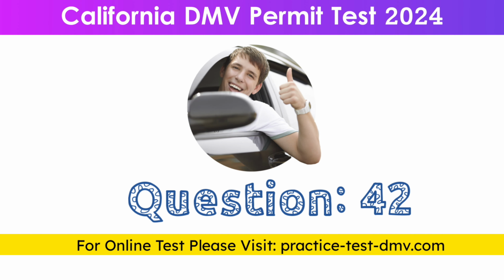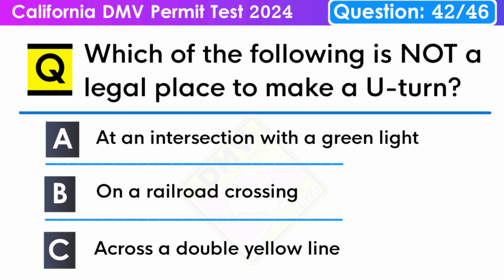Question 42. Which of the following is not a legal place to make a U-turn? A. At an intersection with a green light. B. On a railroad crossing. C. Across a double yellow line. Correct answer: B. On a railroad crossing. It is illegal to make a U-turn at or on a railroad crossing, even if there are no approaching trains.